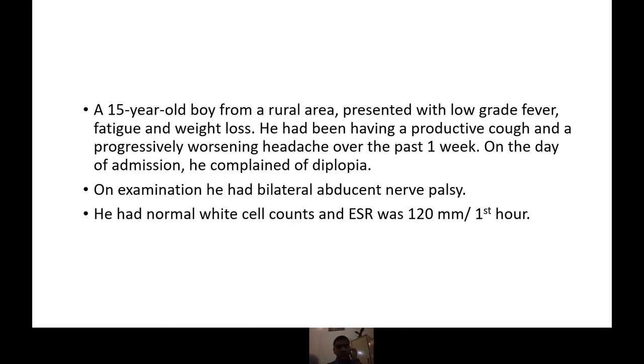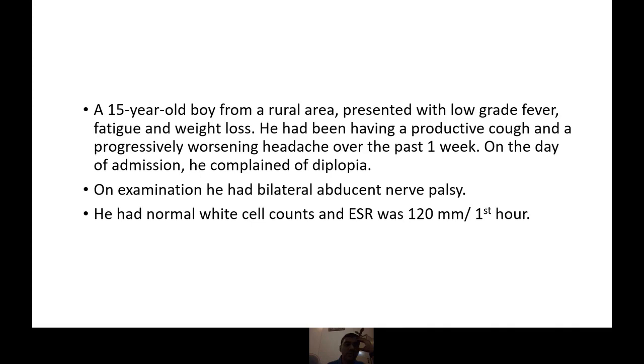I'm going to present this patient, a 15-year-old boy from a rural area. He presented with low grade fever, fatigue, and he had lost about 2 or 3 kilos of weight. And the fever had been for about 3 weeks. Then in the last week, he has had productive cough, and he was having a progressively worsening headache as well. He had been seen by a GP and had several courses of antibiotics. But on the day he was admitted, he had started having double vision. So that was the main reason for admission.